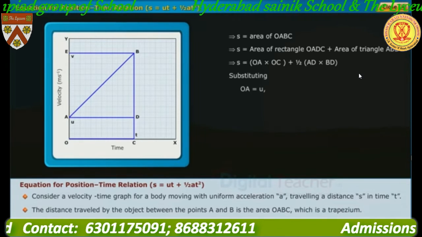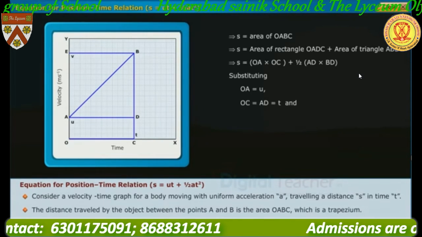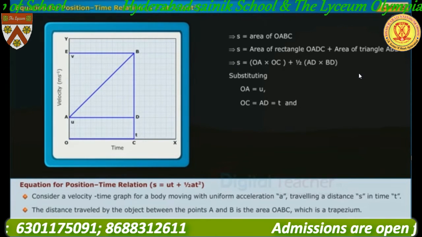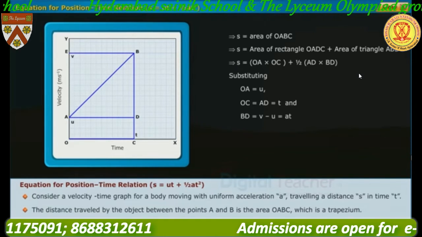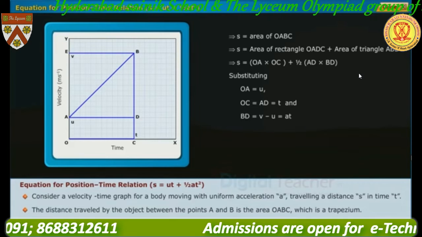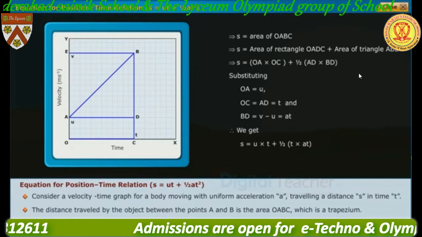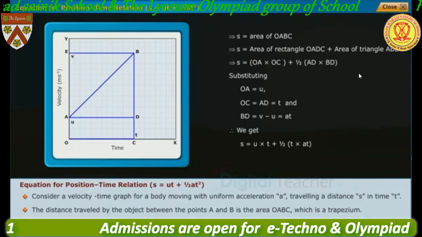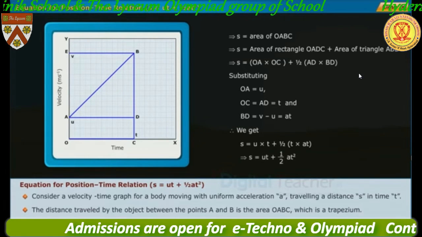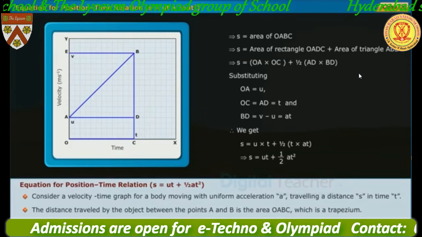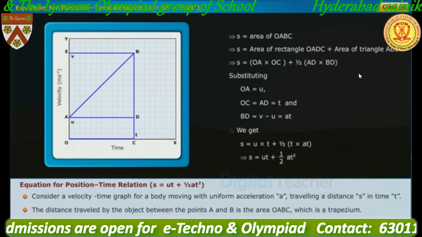Substituting OA equals U, OC equals AD equals T, and BD equals V minus U, which equals AT. Therefore, we get S equals U into T plus half into T into AT. That implies S equals UT plus half AT square.